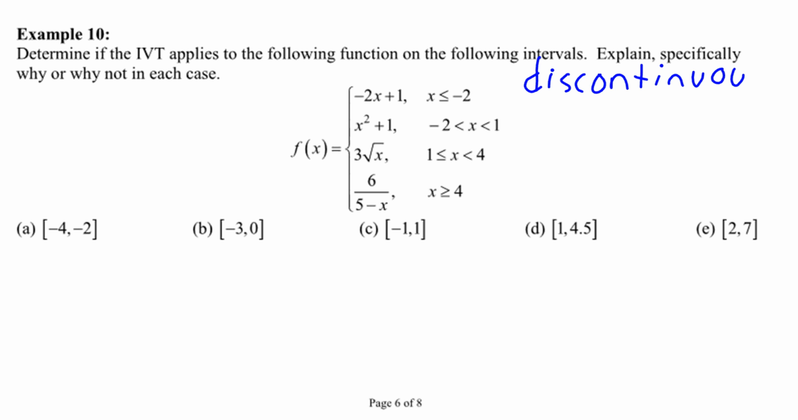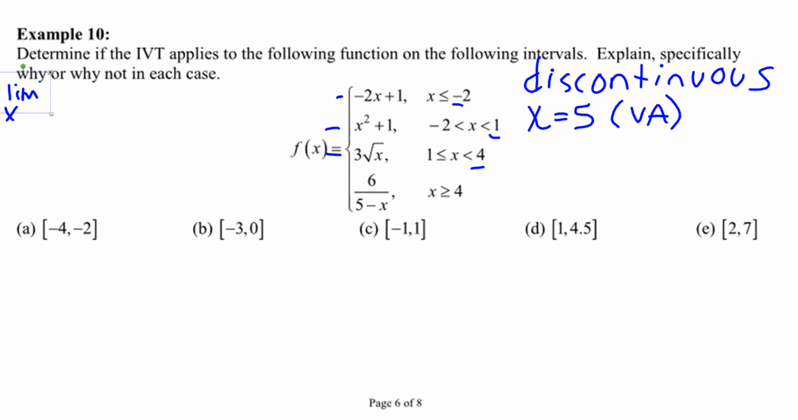Alright, just looking at these functions, linear, that's continuous, continuous, continuous. Alright, we already have a point. It's discontinuous at x equals 5 because there's a vertical asymptote there. Now the only other sections that we'll have to check are -2, 1, and 4. So let's go ahead and check each of those.